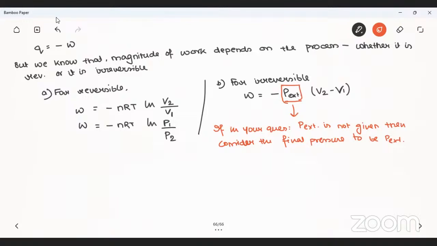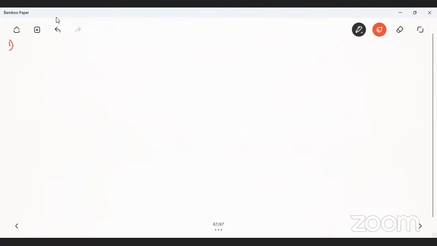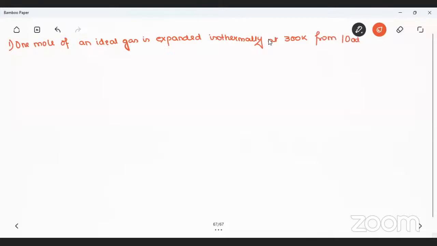Done. So let's do a sum. 1 mole of an ideal gas is expanded isothermally at 300 Kelvin from 10 atmosphere to 1 atmosphere. Calculate Q, W, delta H, and delta U.